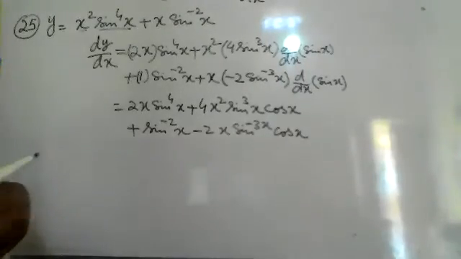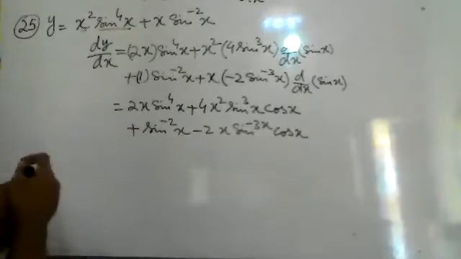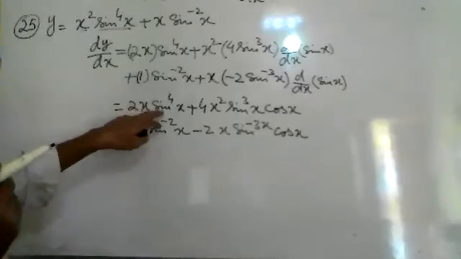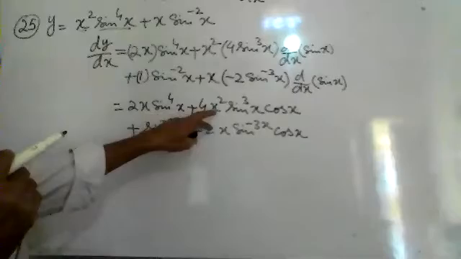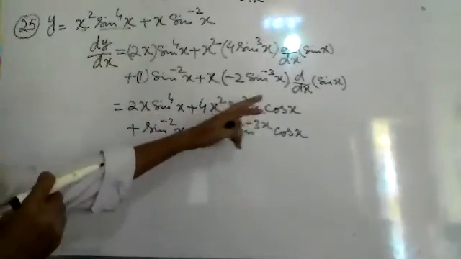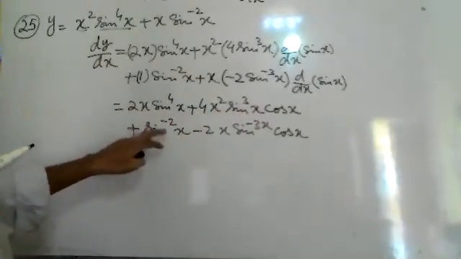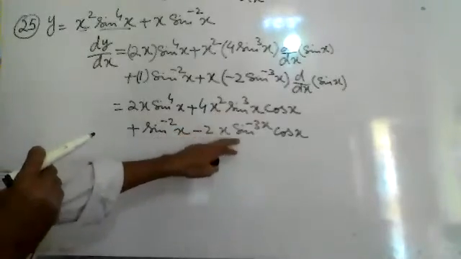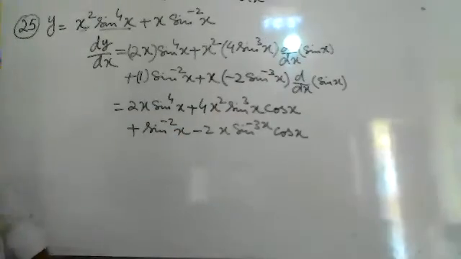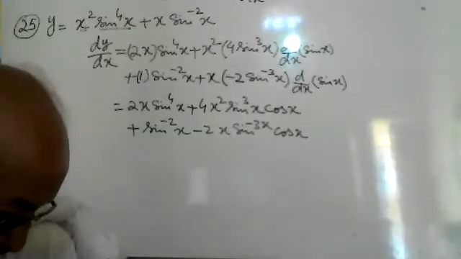So now this is over. So this is the final answer. 2x sine raised to power 4x plus 4x square sine raised to power 3x cos x plus sine raised to power minus 2x minus 2x sine raised to power minus 3x cos x. This is the final answer. We can't further simplify this one. This is the final answer. That was question number 26.